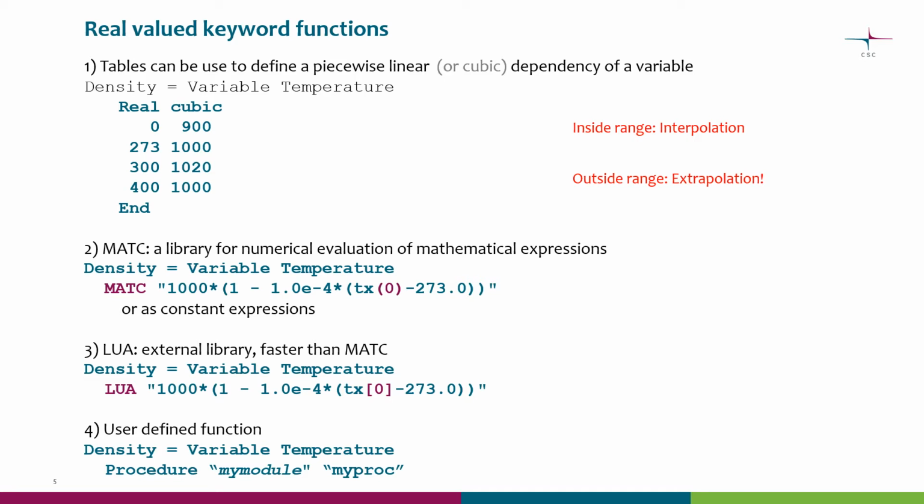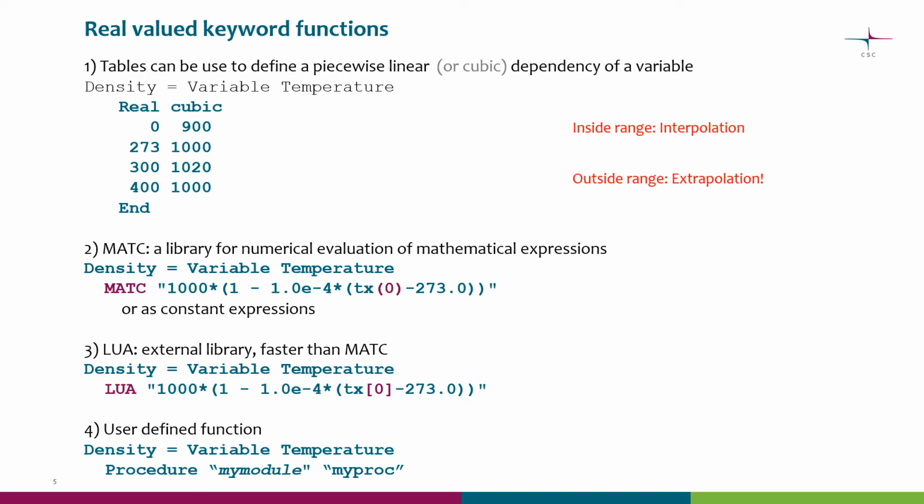So you can define control points and values at the control points. For instance, here we have defined temperature on different points and give the corresponding density. Between these points we use interpolation, and outside we use extrapolation. The interpolation can be done using linear interpolation or cubic spline interpolation. We can also use both of the scripting languages, MATC or Lua.